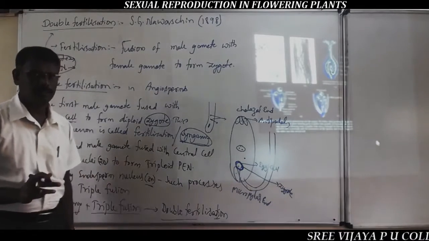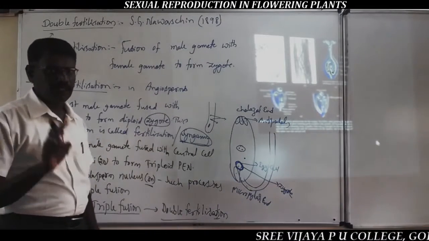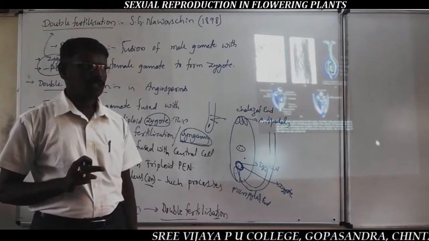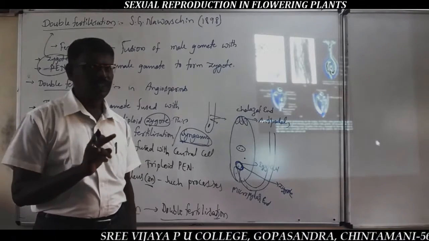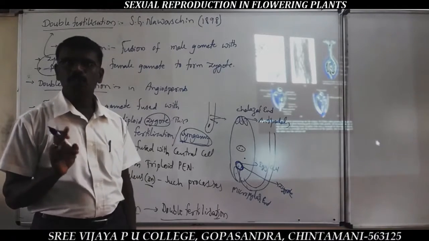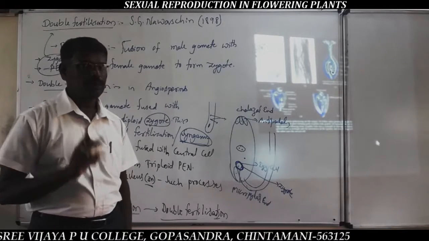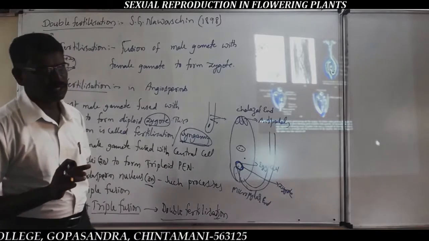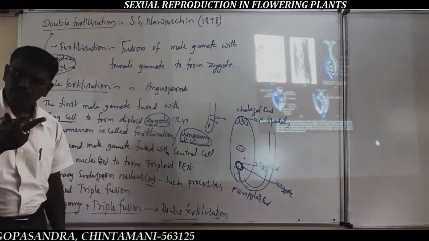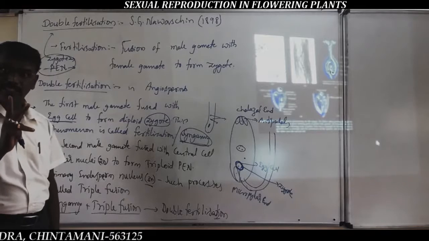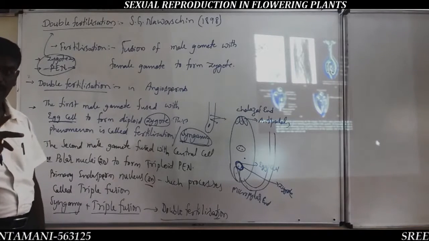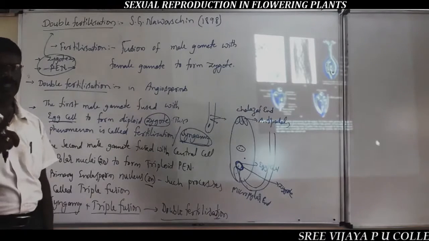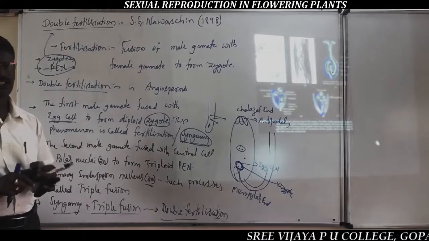What is syngamy? The first male gamete fuses with the egg cell. The second male gamete fuses with the central cell or polar nuclei, which leads to the formation of the primary endosperm nucleus. Such a phenomenon is called triple fusion. These two types of fusion, where the two male gametes fuse with two different components of the embryo sac, are called double fertilization.